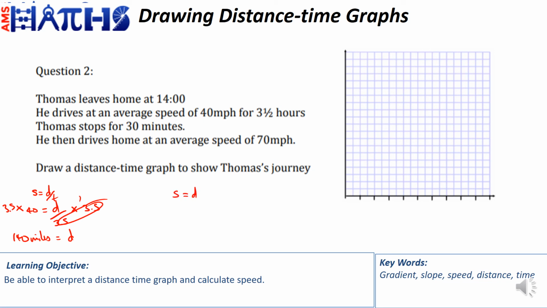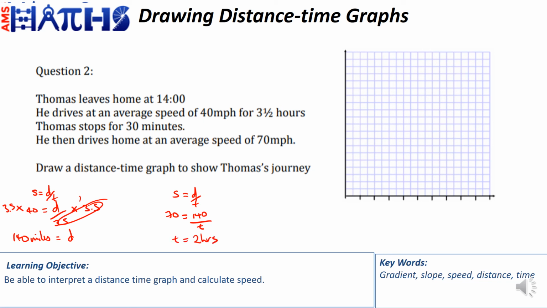So speed equal distance divided by time. His speed to get home is 70. The distance he's traveling is 140, because he would have gotten to 140, then stopped, and from that 140 he's returning home, and the time is what we need to work out. So just need to check, what number do I divide 140 by to get 70? That's 2. So it means that the time he took is 2 hours.